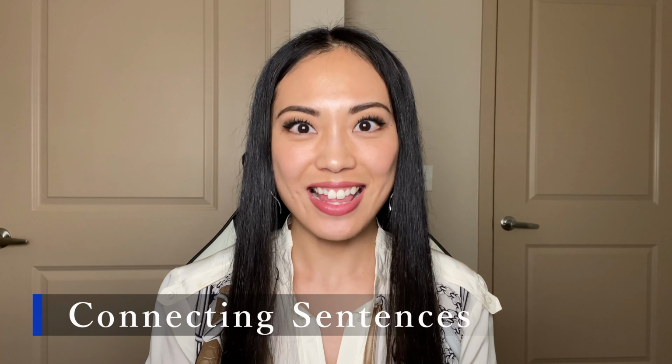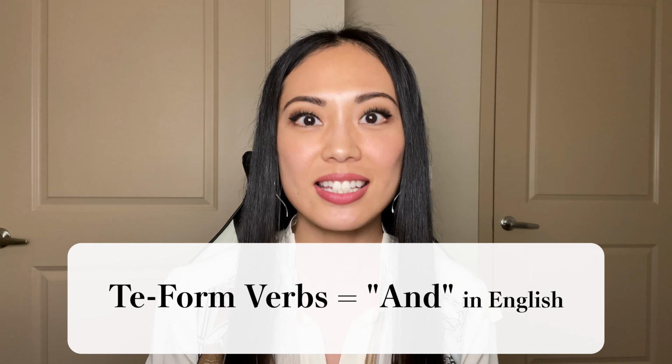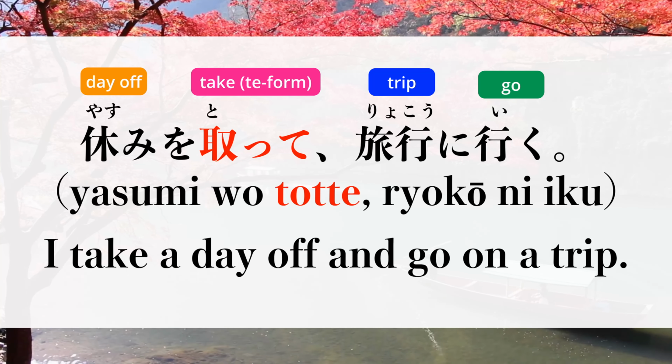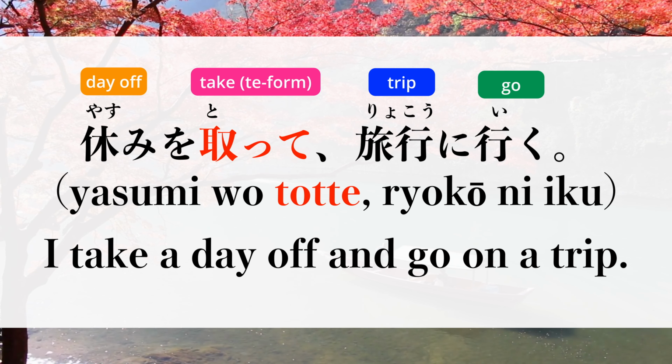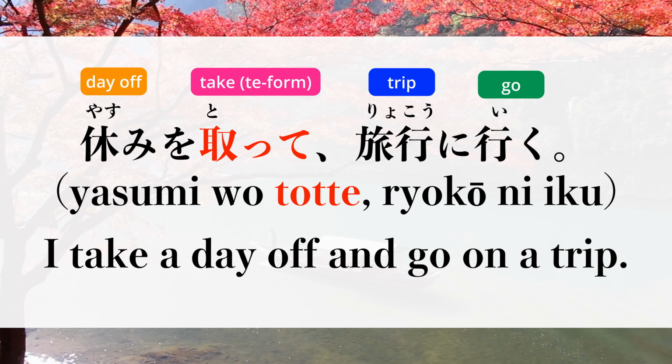Next, let's explore how to use the te form in sentences. There are several ways, so I will show you the most common ones with examples. First up, connecting sentences. The te form allows you to list actions in the order they happened, just like and in English. For example, 休みを取って旅行に行く. This means I take a day off and go on a trip.